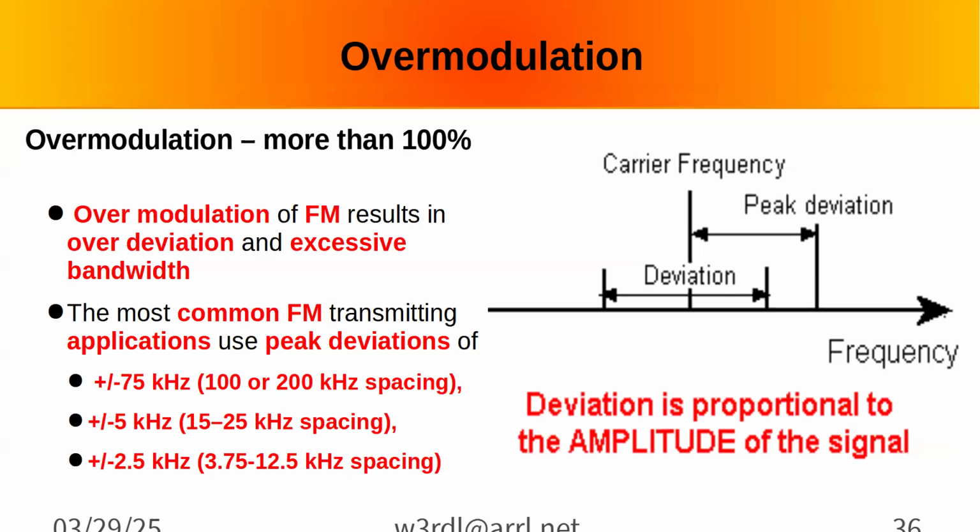And let's see. Oh, they're listing some common FM peak deviations of plus or minus 75 kilohertz, and plus or minus 5, and plus or minus 2.5.